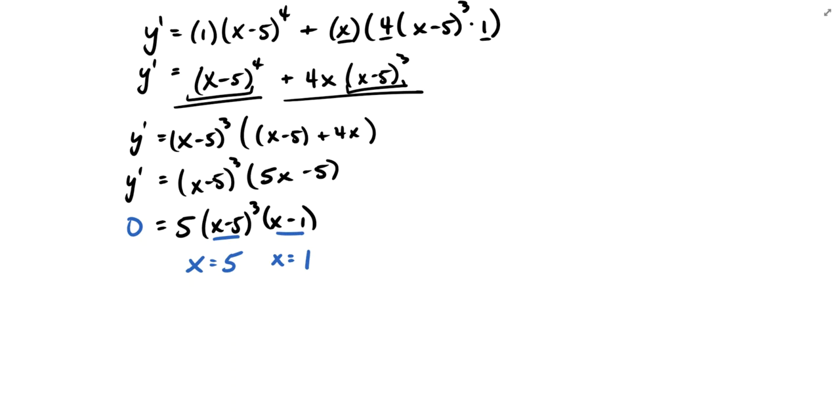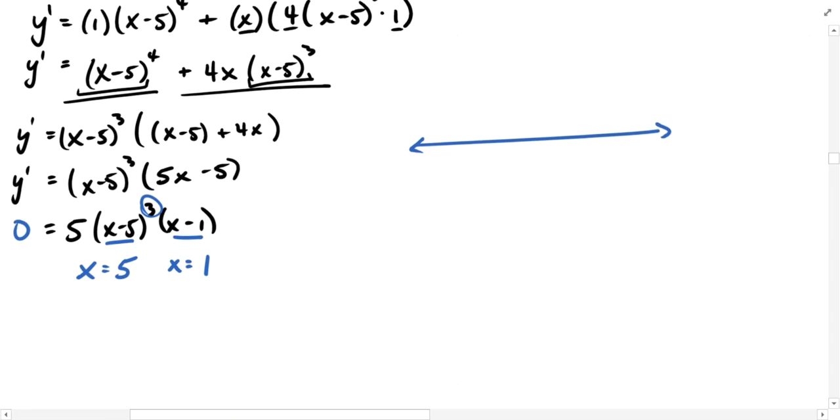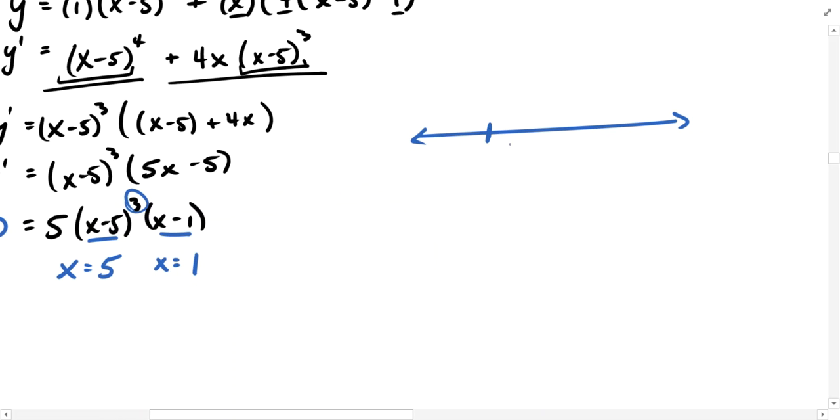Now, there are 2 points that I'd like to investigate that tells me a little bit about the behavior of this graph. But also I want to note here that there's a multiplicity of 3. So if I'm thinking about the actual shape and picture of this graph, I ought to know what that means. We'll come back to that in just a minute. When x is equal to 1 and when x is equal to 5, we know that the first derivative is equal to 0.